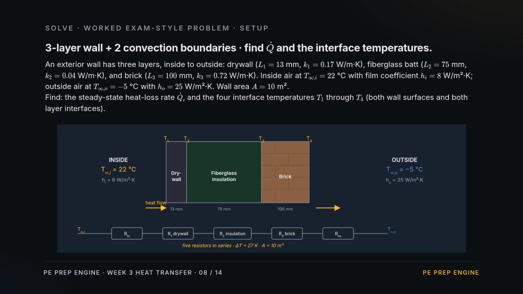Worked problem. An exterior wall has three layers, inside to outside. Drywall, fiberglass batt, brick. Thicknesses and conductivities listed. Inside is room air at 22 Celsius. Outside is winter air at -5, each with its own film coefficient. Wall area, 10 square meters. Find the steady-state heat loss rate and the four interface temperatures.